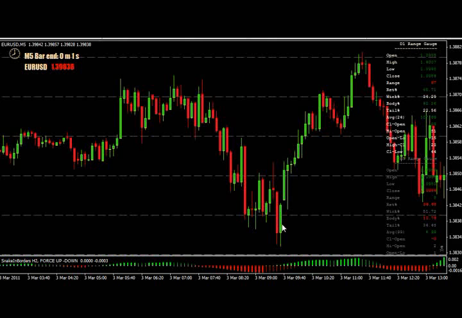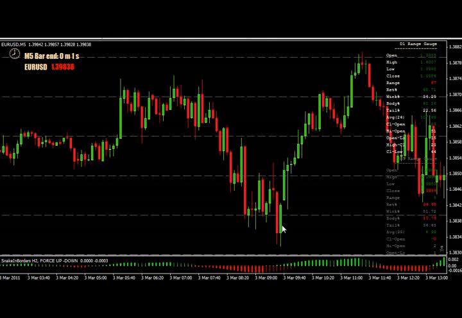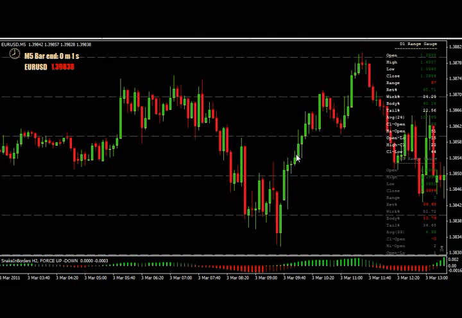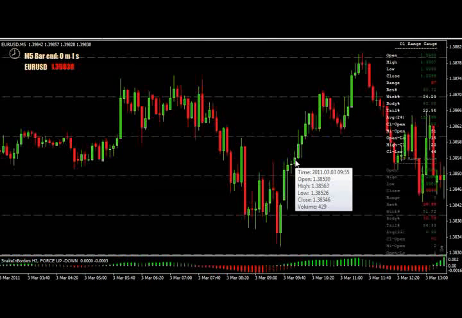The low at 10 o'clock had been 1.3832. The high was 1.3875. At 10 o'clock we are right here. March 3rd, the daily range is 43 pips so far. The weekly range is 179 pips so far.